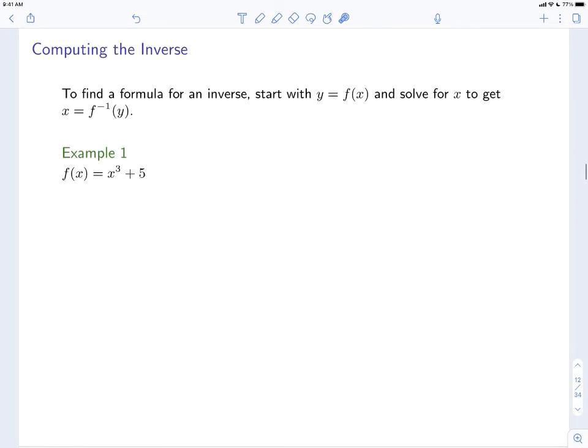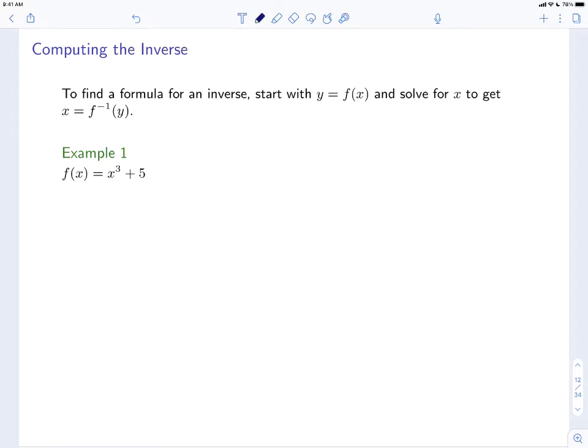To find a formula for the inverse, we can start with y = f(x) and simply solve for x to get x = f inverse of y. Now that will give us the inverse as a function of y, which is fine. We may wish, in the end, to write f inverse as a function of x, but we don't have to do that unless we want to. Let's go ahead and find the inverse for this example here. f(x) = x cubed plus 5. Let's find the inverse of this function.